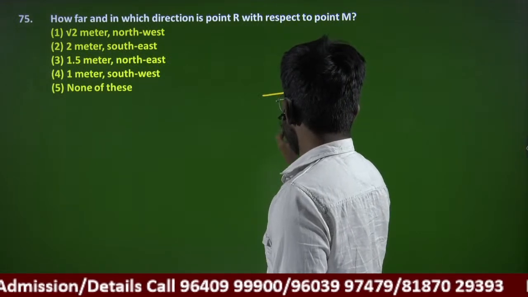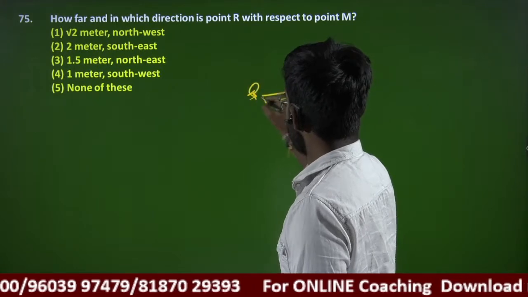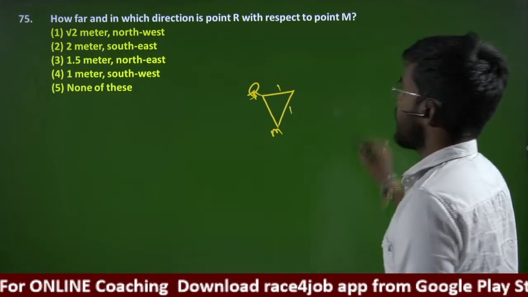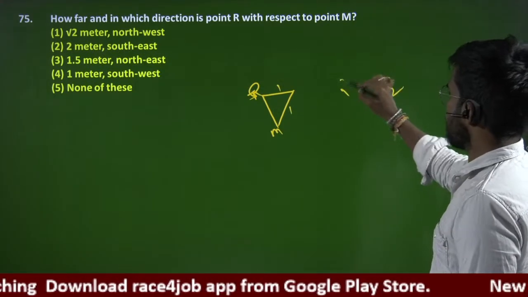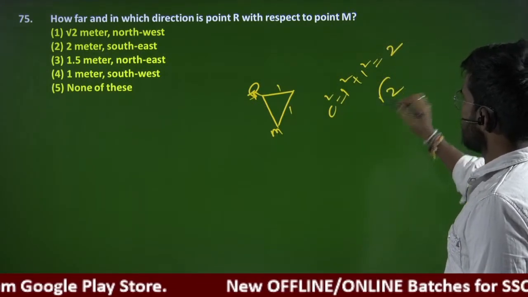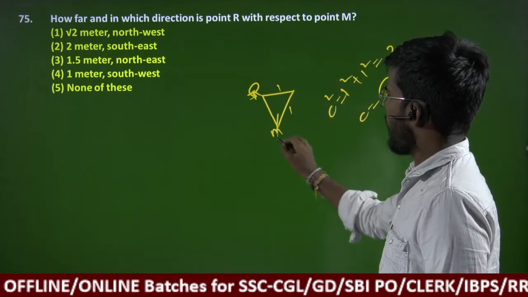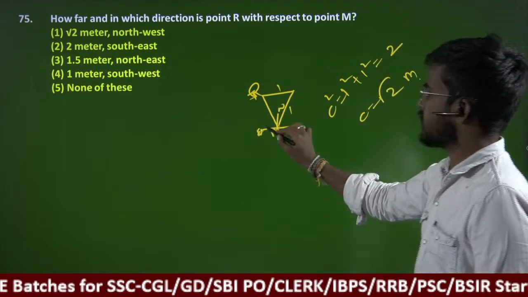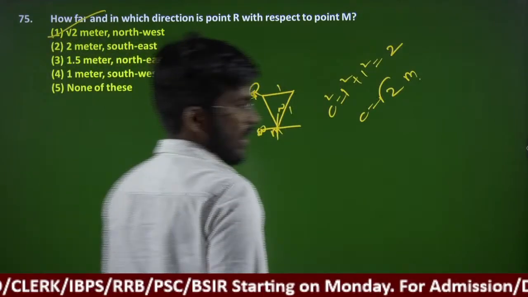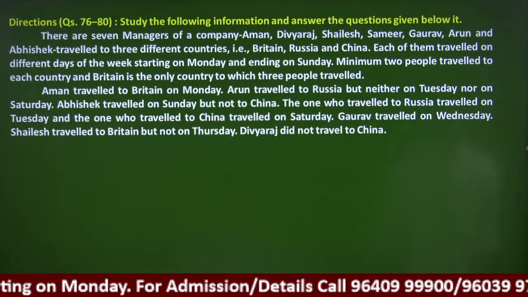Here from J to R to M, here 1 meter it is, here 1 meter. So we can say root 2: 1 square plus 1 square equals C square equals A square plus B square, so C equals root 2 meters. And from point M to R, it lies between north and west, so we can say root 2 meters northwest, that is option number 1.